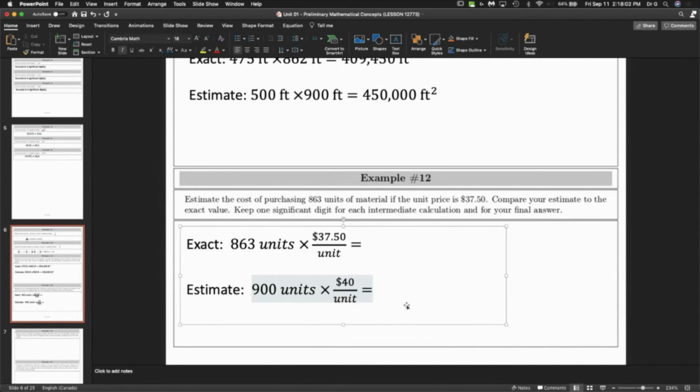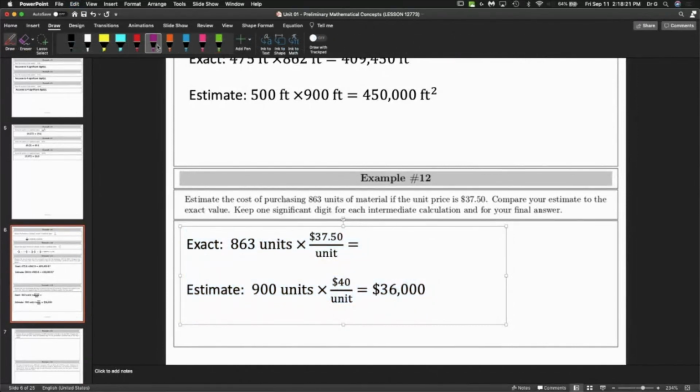It's mental, absolutely crazy. Okay, anyway, 900 times 40. 9 times 4 is 36 with a bunch of zeros. Count the zeros, right? 3 zeros. What I want to direct your attention to is the following. I like to write units for numbers because it's a physics class.